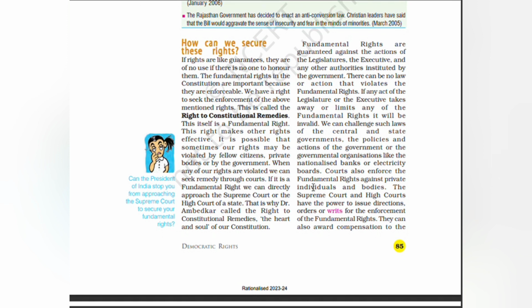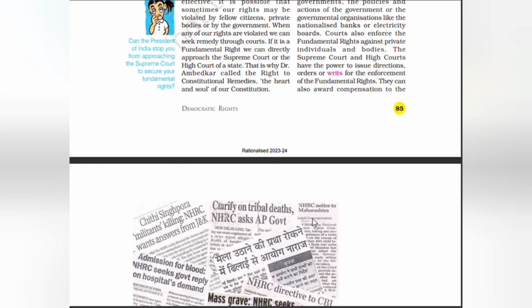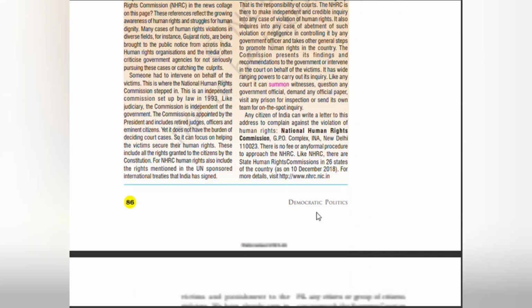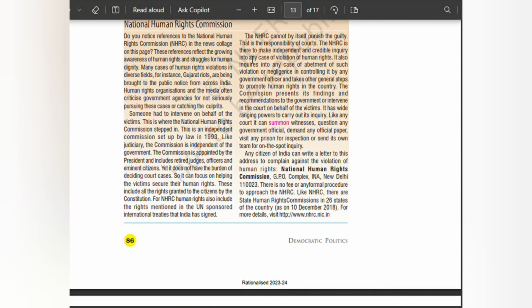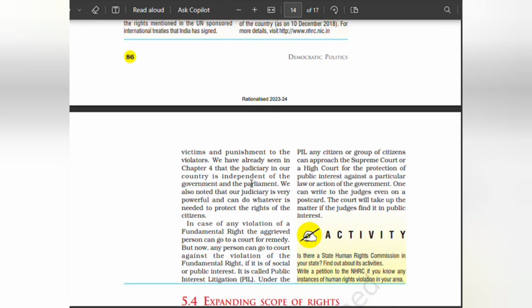Courts also enforce the fundamental rights against private individuals and bodies. The Supreme Court and the High Court have the power to issue directions, orders, or writs for the enforcement of the fundamental rights. They can also award compensation to the victims and punishment to the violators. So here is given the National Human Rights Commission. You have to read this. We have already seen this in chapter 4.